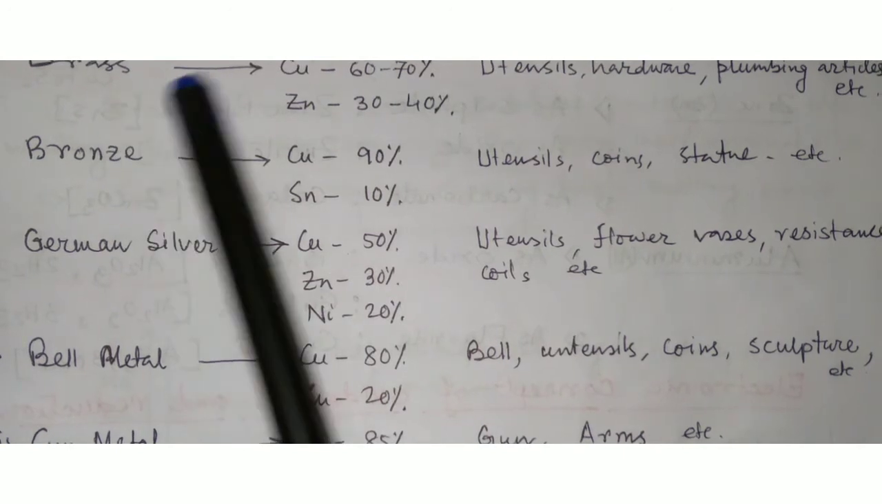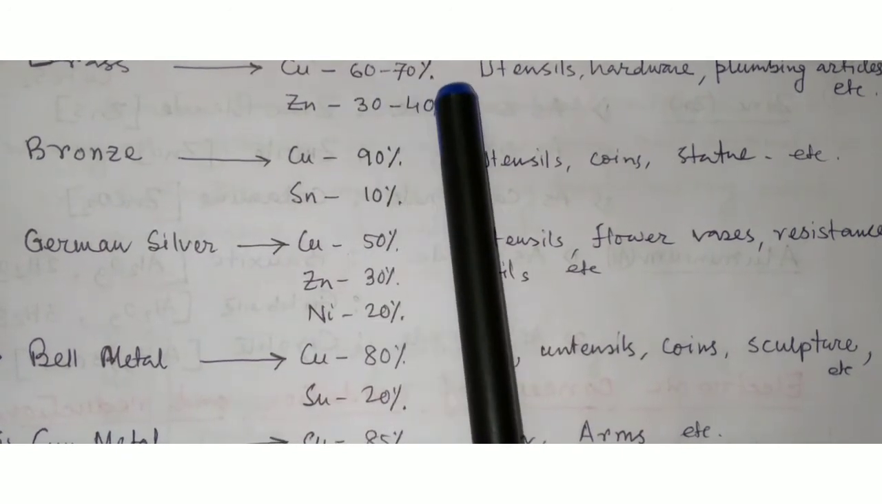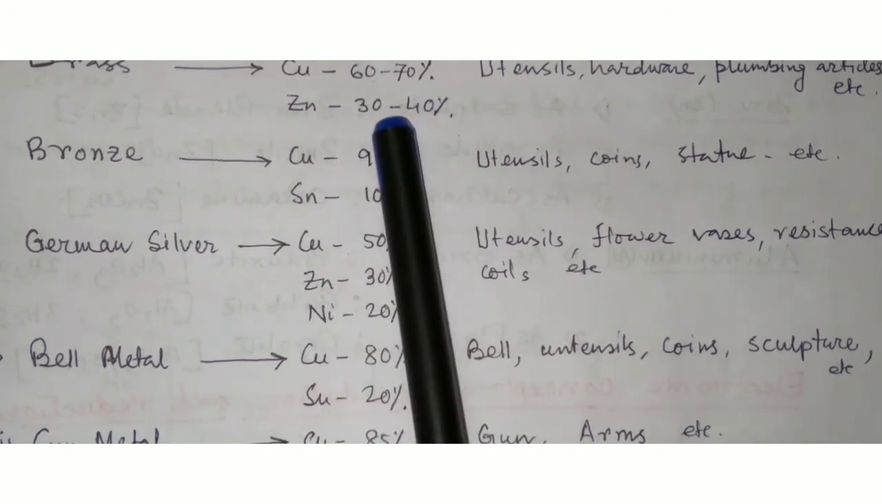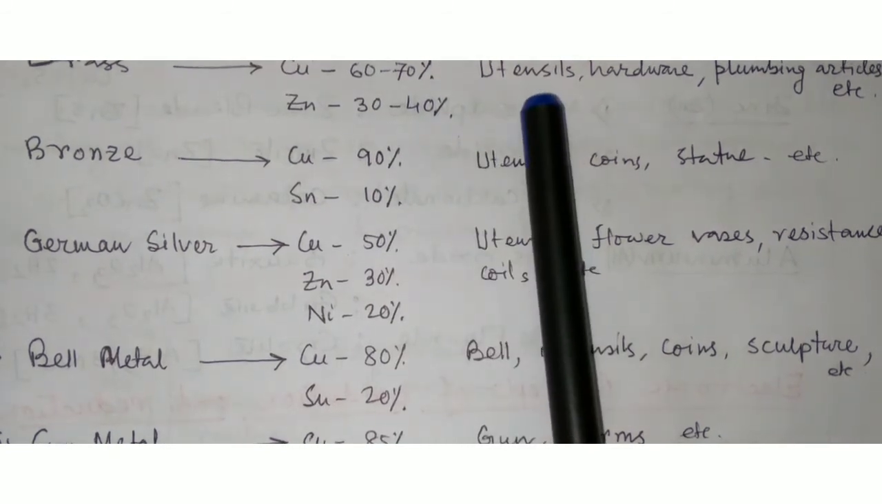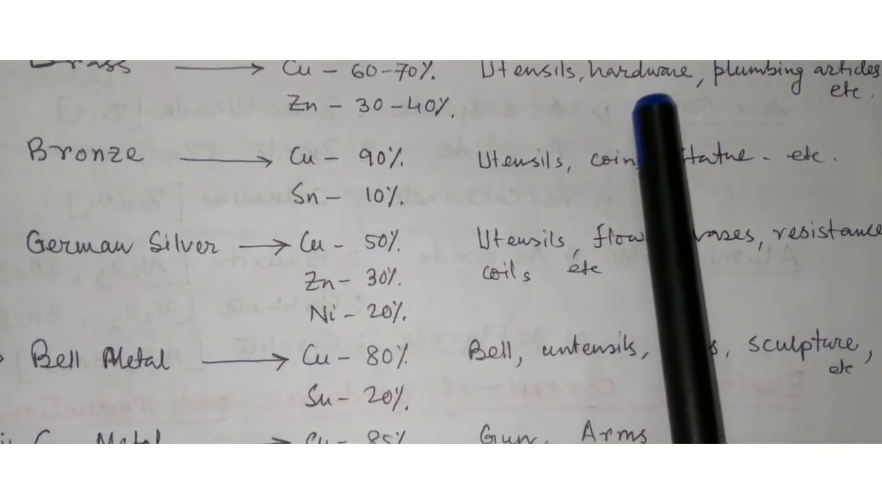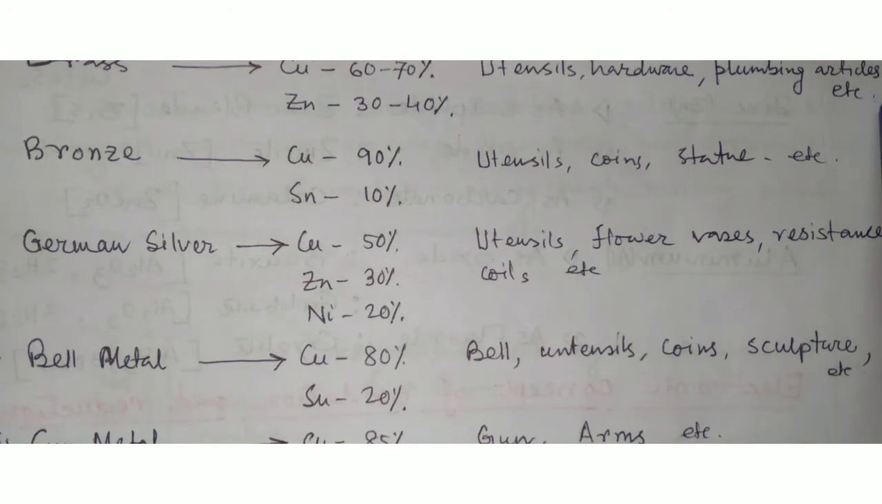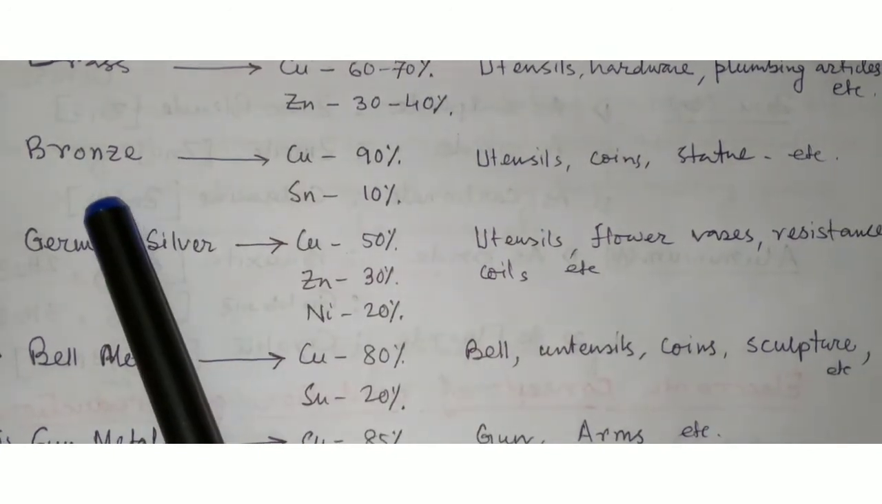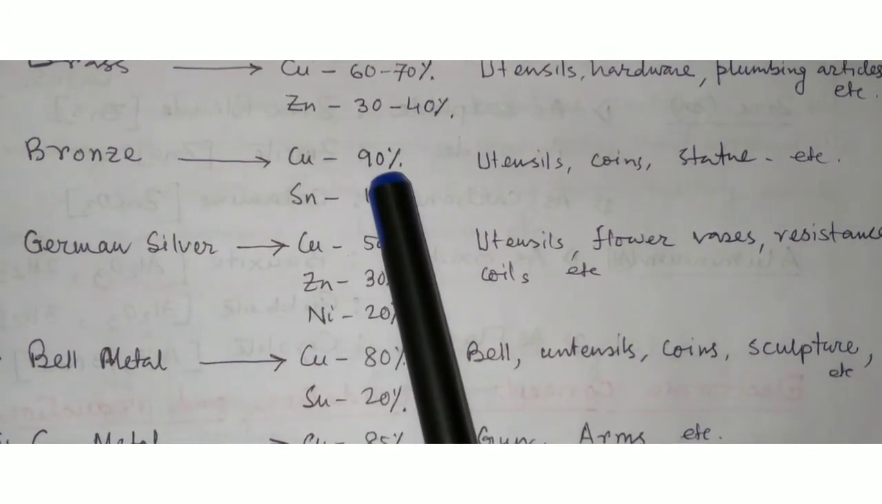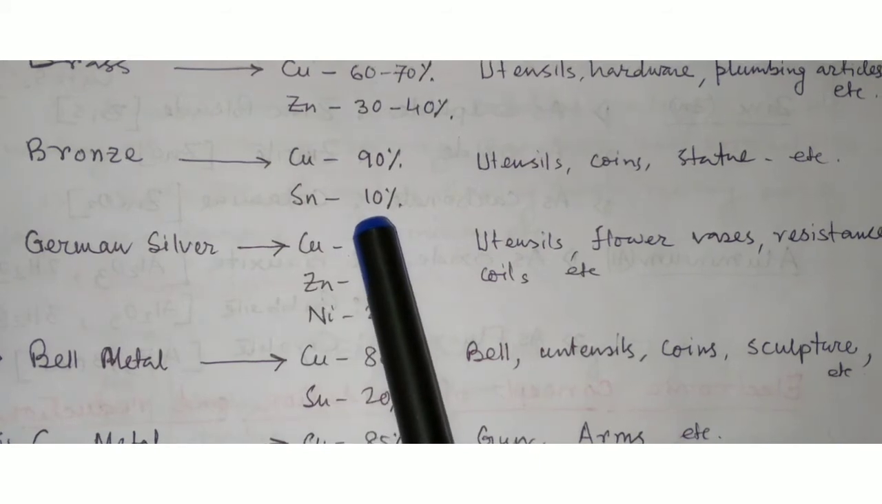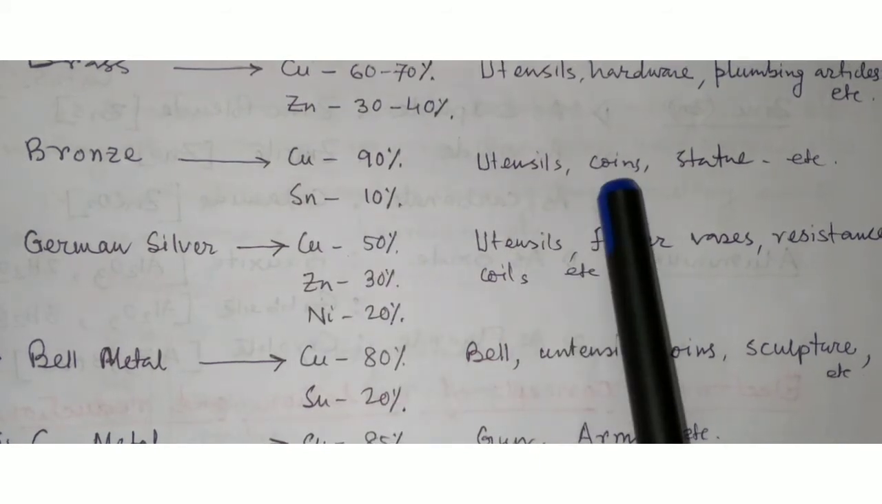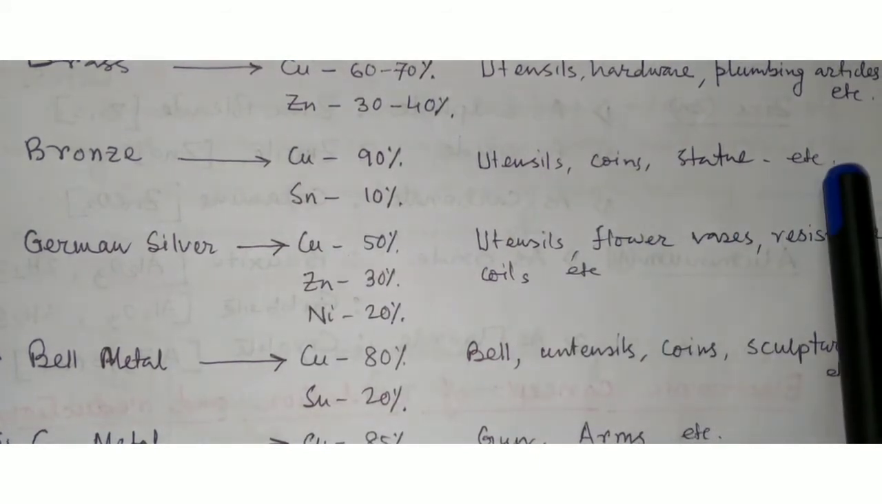Now brass. What is the composition of brass? Copper 60 to 70%, zinc 30 to 40%. It is mainly used as utensils, hardware, plumbing articles, etc. Bronze: the composition is copper 90%, tin 10%. It is used as utensils, coins, statues, etc.